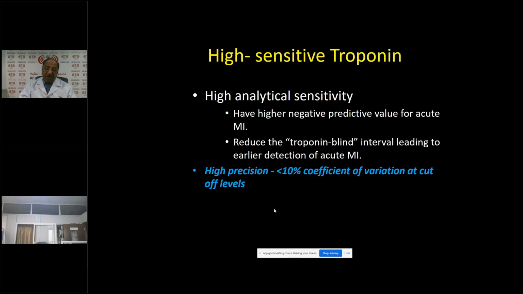And it has a very high precision. The previous troponins had more than 20% coefficient of variation, which is called CV, at the cutoff levels. So the margin of error was much more, whereas now it is less than 10%. With a good analytical setup, it can be even less than 5%. So it's much more reliable, much more sensitive, and much earlier in detection.